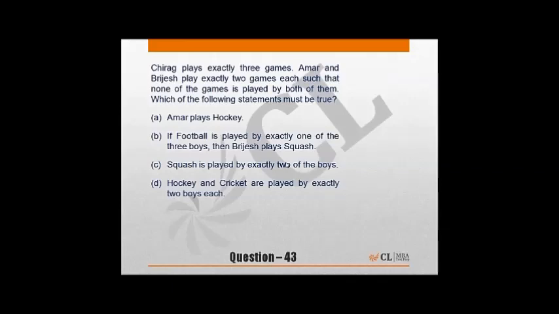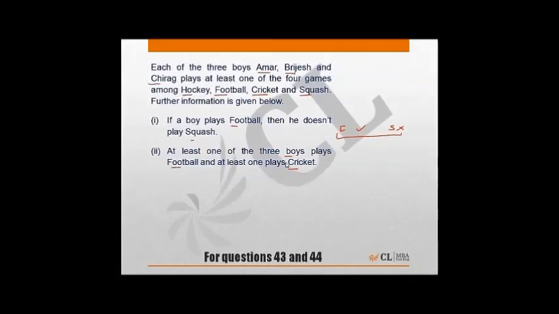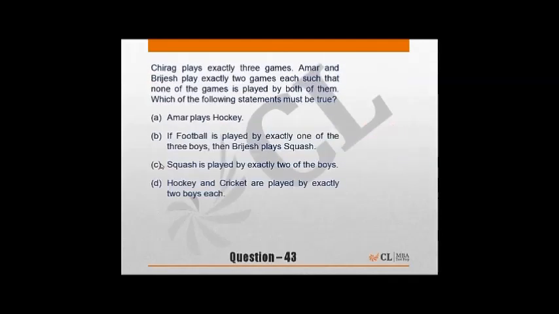Question says, if Chirag plays exactly 3 games, Amar and, okay, so we have to create a situation and see which one satisfies. And again, there is a question where you have to look at arrangements and see which one satisfies. Okay, so let's look at the data first out here. Okay, let's look at question 43 first.